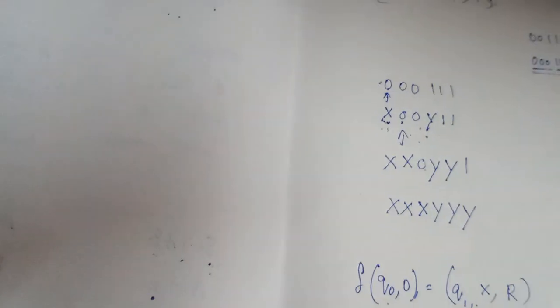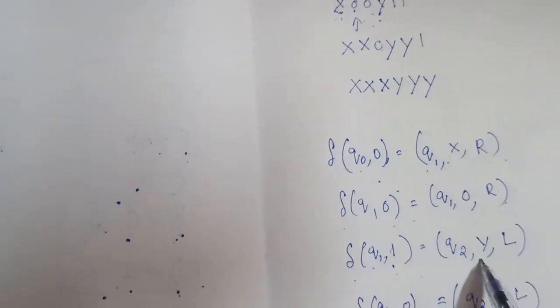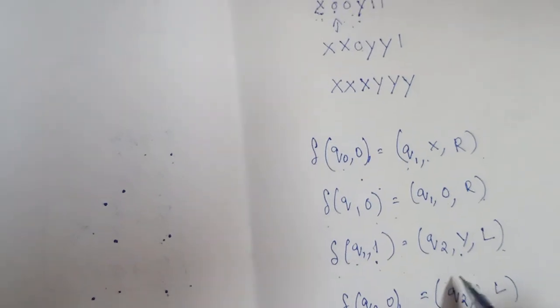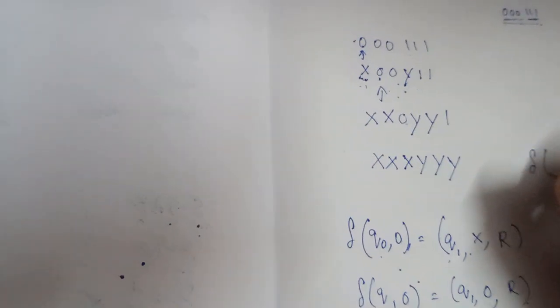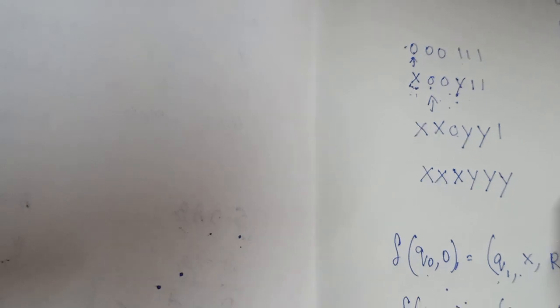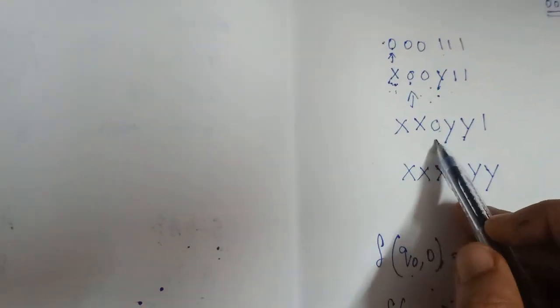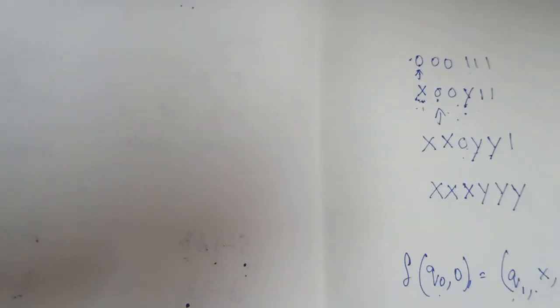When I get 1, q1 on 1. When I get q1 on 1, replace 1 with y and move to left. So now the state is q2. Delta of q2, again if I read y, with q2 on y we don't have a transition. So here we have moved left. Q2 on y, replace y with y only. So q2 y moving to left.